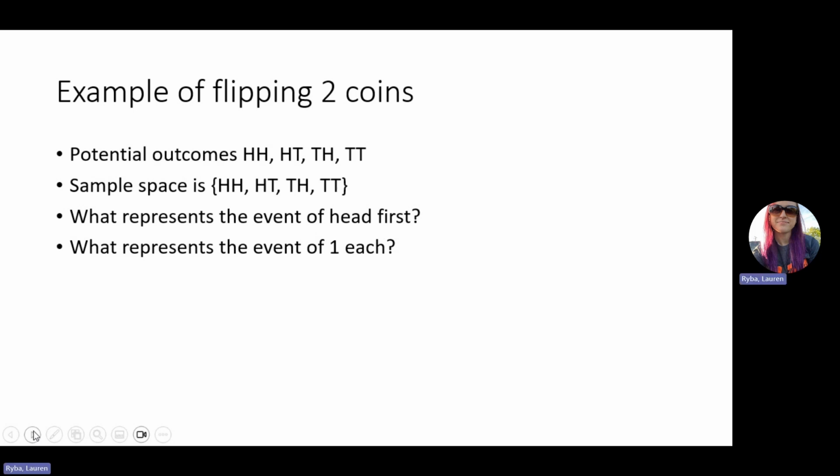So then they can ask you different questions, like what represents the event of a head first? Well, if I look at this, I have 4 potential outcomes. So head has to be the first thing that comes up. That happens in these first 2 outcomes. Head, head, or head, tail. Which of those 4 outcomes represents the event one of each? Meaning I have to have a head and I have a tail. Well, that's head, tail, or tail, head.